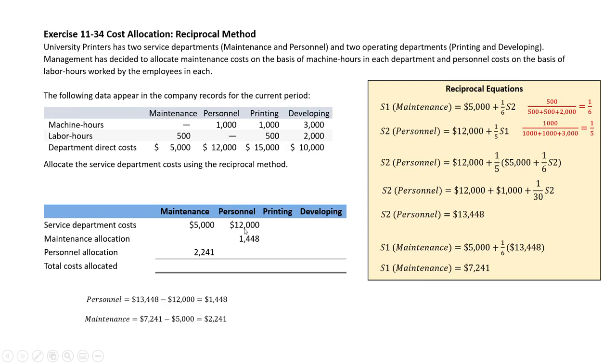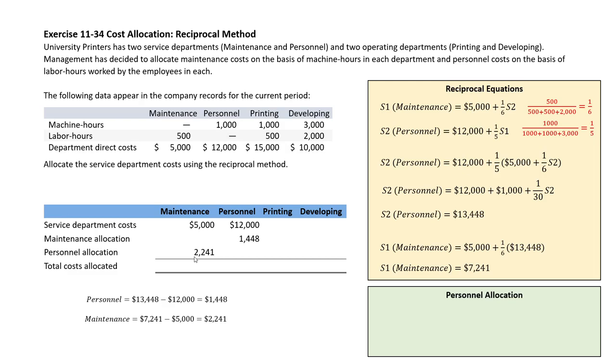Personnel, direct cost of $12,000 plus the amount allocated for maintenance of $1,448, again gets us to a total service related cost of personnel, including the allocation for maintenance, of $13,448. Now, again, to keep the video as short as possible, I'm just going to prove out how to allocate personnel to all departments.